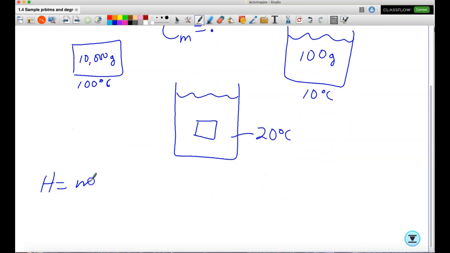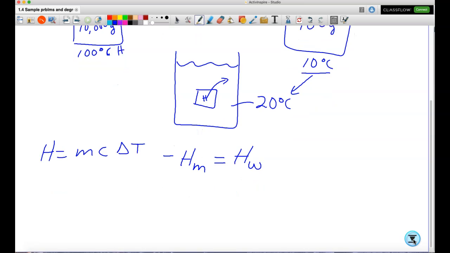H equals mc delta T. But we're going to have to do it twice, because the heat, the H, that was in the metal leaves the metal and goes into the water. The energy goes out of the metal and into the water. That's what warms up the water from 10 to 20 degrees Celsius. So the heat that comes out of the metal, which means it's negative, equals the heat that goes into the water. And that's going to be our key.